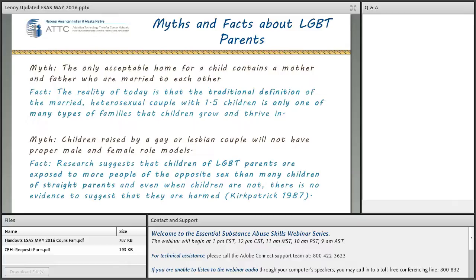Myth: children raised by a gay or lesbian couple will not have proper male and female role models. Fact: the research suggests that children of LGBTQ families are exposed to more people of the opposite sex than many children of straight parents, and even when they are not, there is no evidence to suggest that they are harmed.